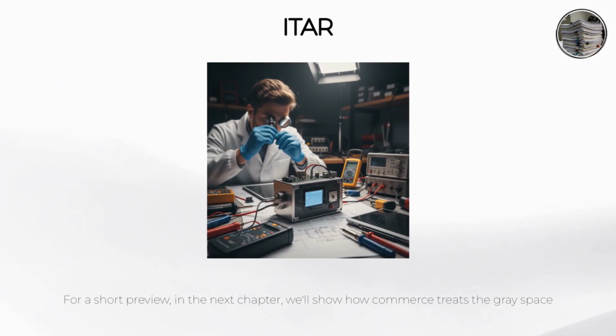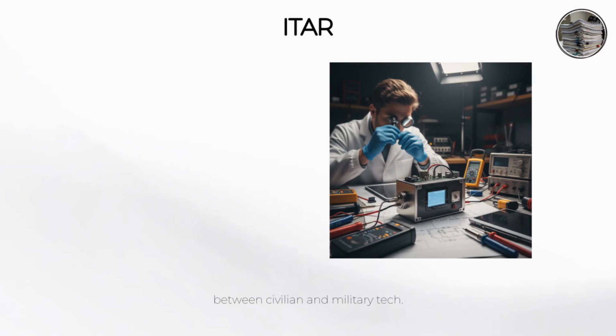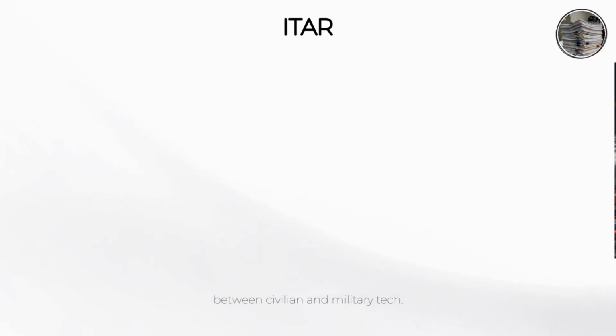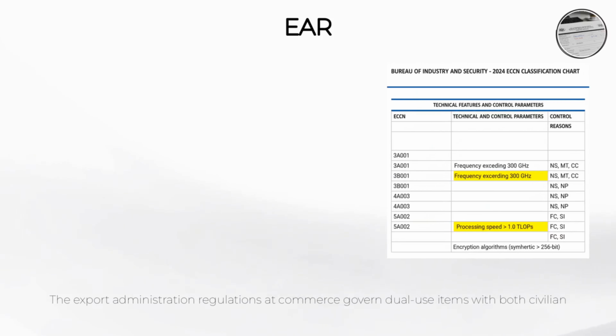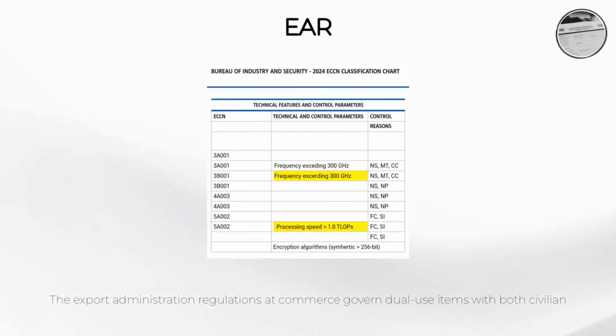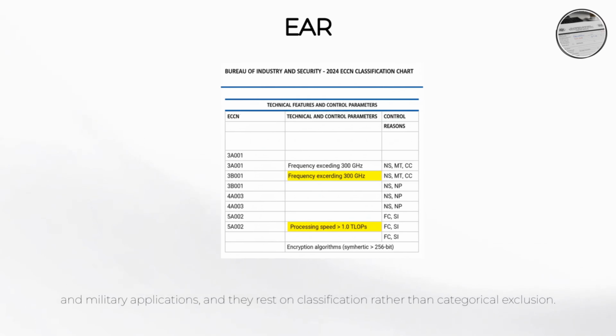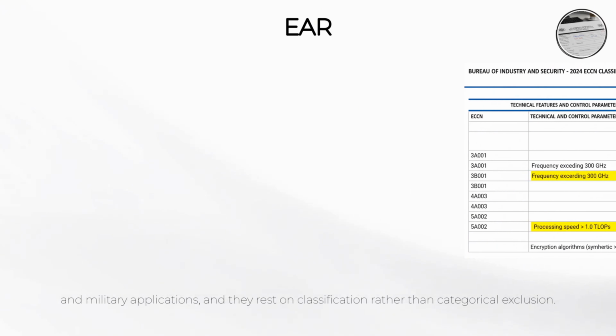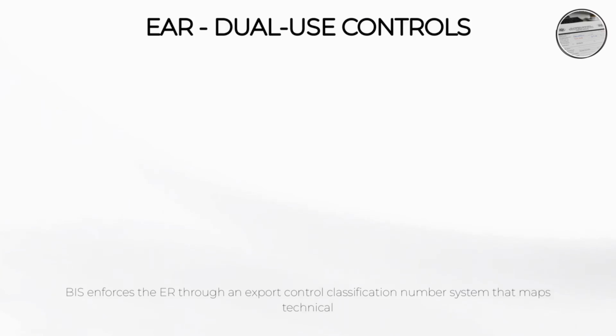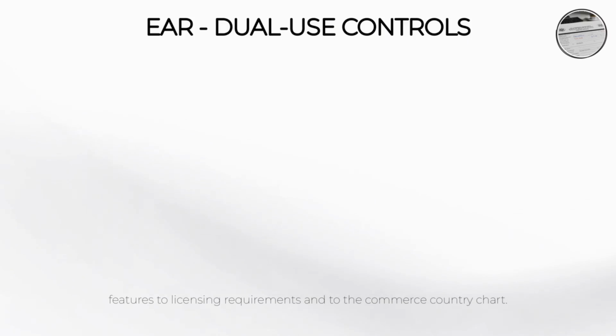For a short preview, in the next chapter, we'll show how Commerce treats the gray space between civilian and military tech. Chapter 2, EAR, Dual-Use Technology. The Export Administration Regulations at Commerce govern dual-use items with both civilian and military applications, and they rest on classification rather than categorical exclusion. BIS enforces the EAR through an Export Control Classification Number system that maps technical features to licensing requirements and to the Commerce Country Chart.